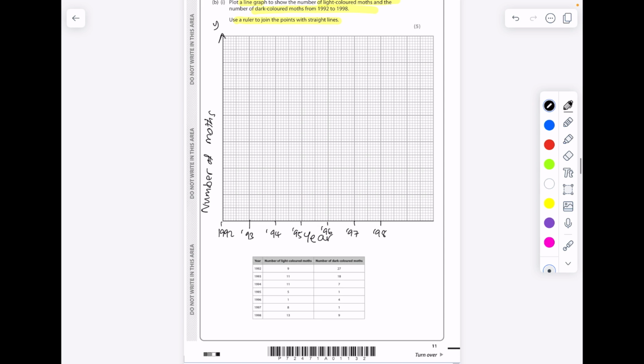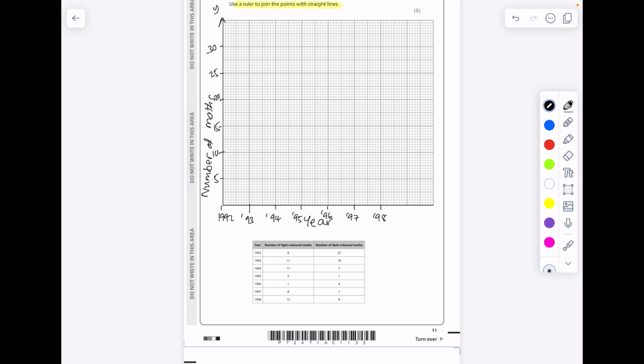And then let's pick a sensible scale from 1 to 27. 5, 10, 15, 20, 25, 30. That's good. So let's go for light-coloured moths. 1992, and it was 9, 11, 5, 1, 8, 13, and it said use straight lines to join the points.